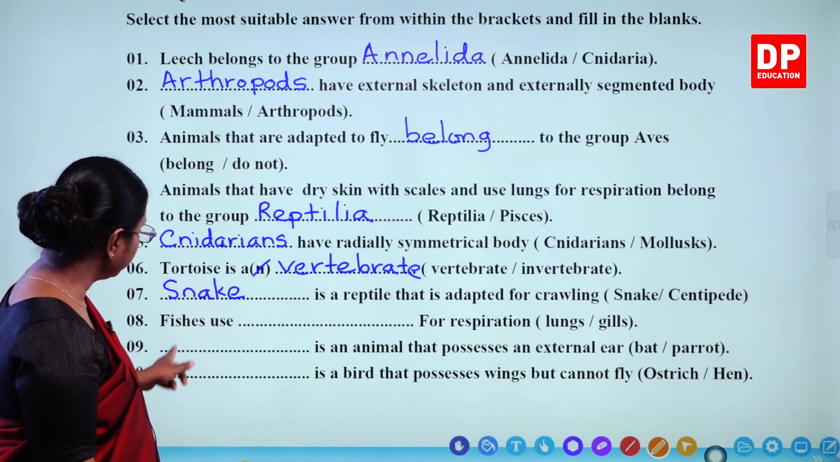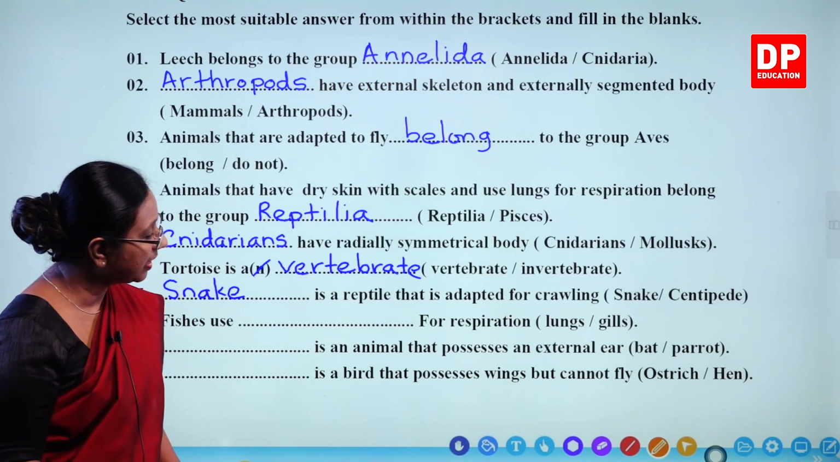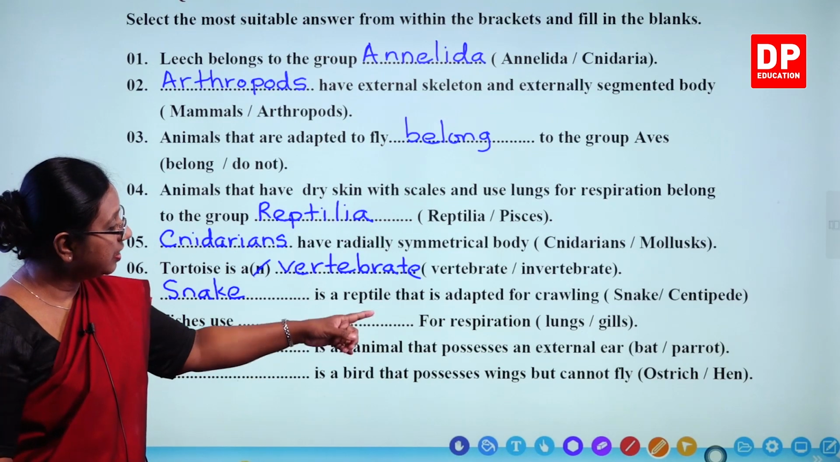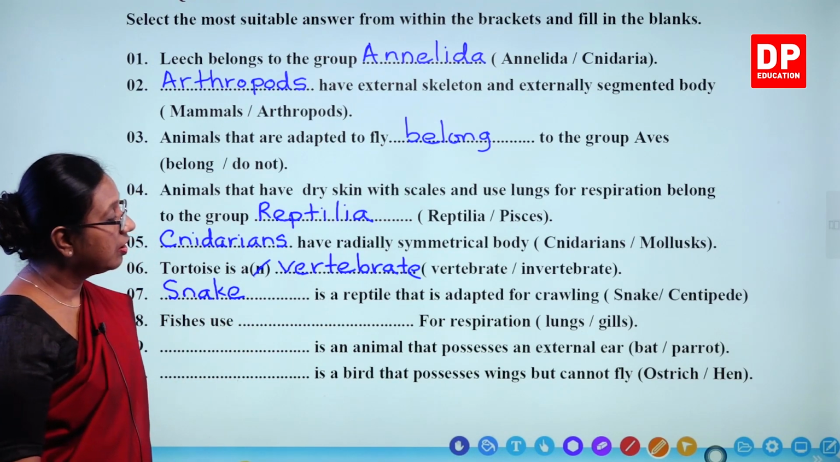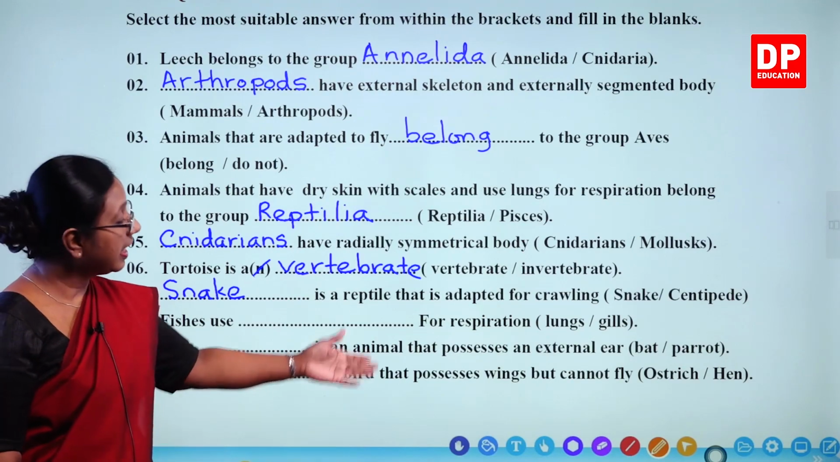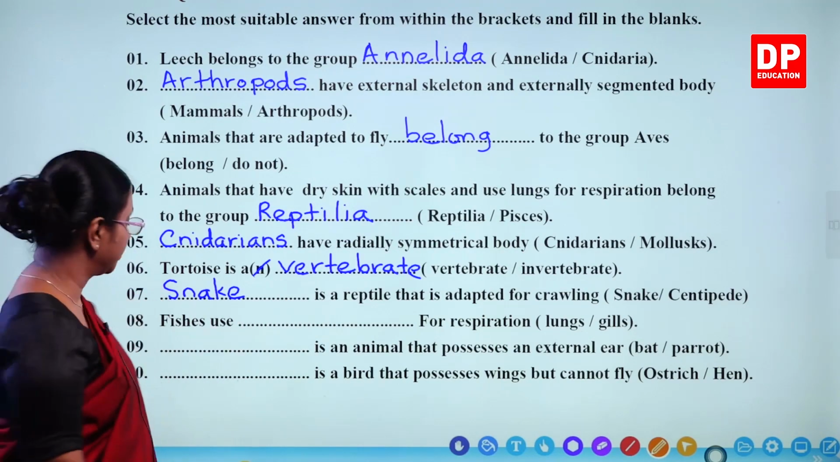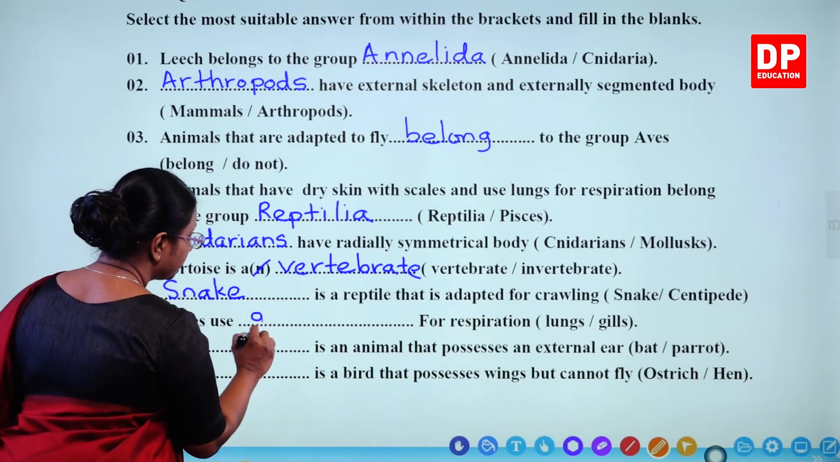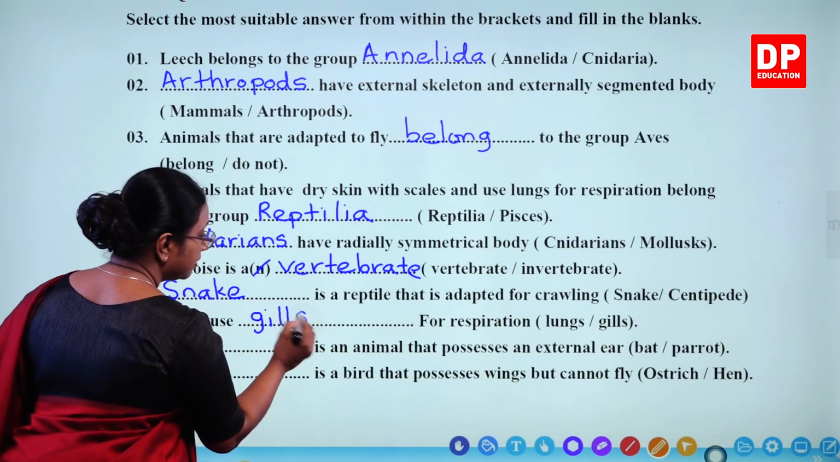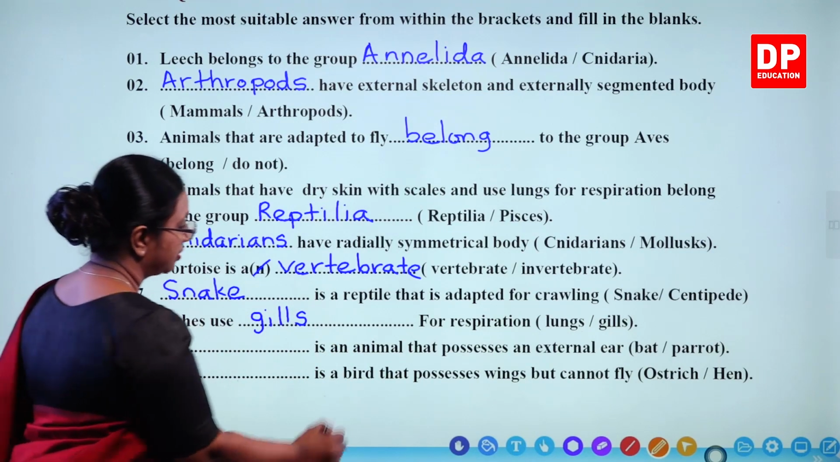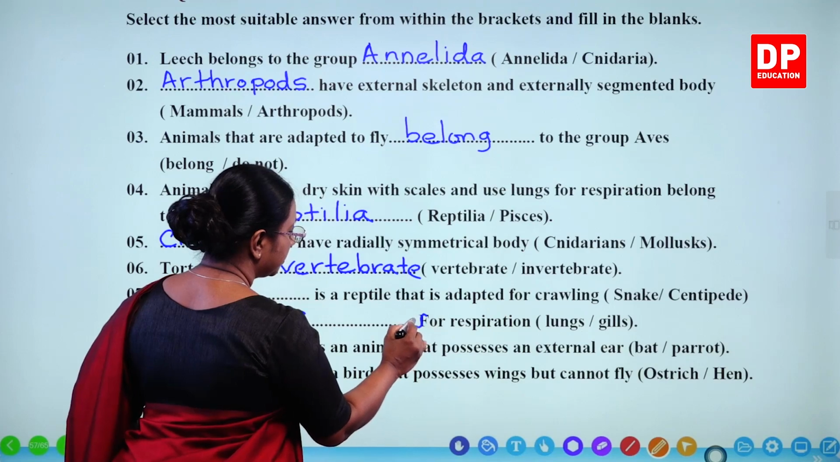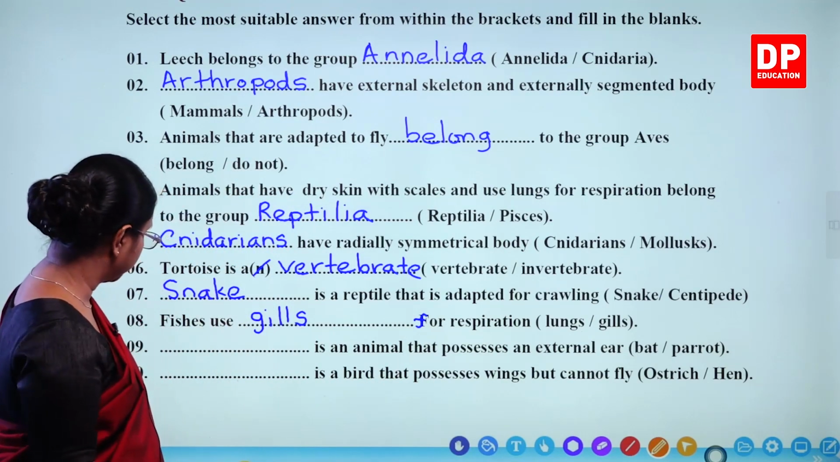And the next one, fishes use blank for respiration. What do they use? They use lungs or gills. They use gills for respiration. So, fishes use gills for respiration.